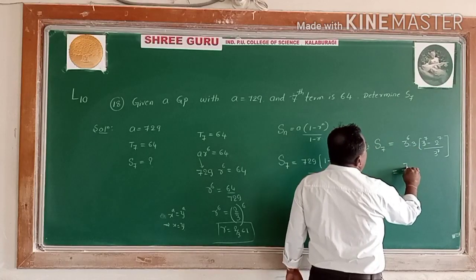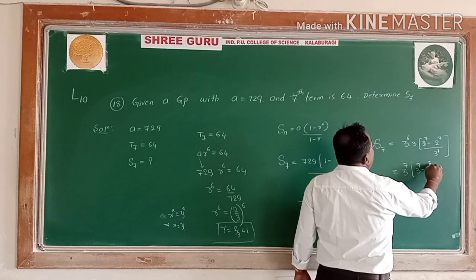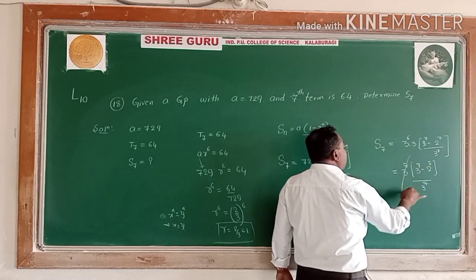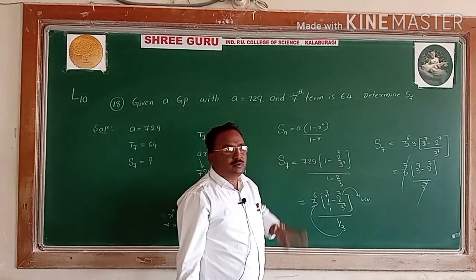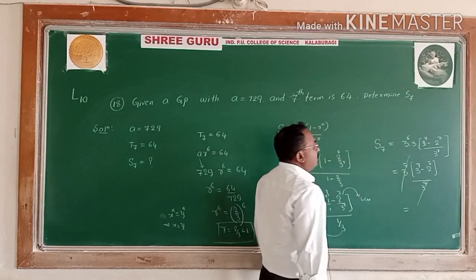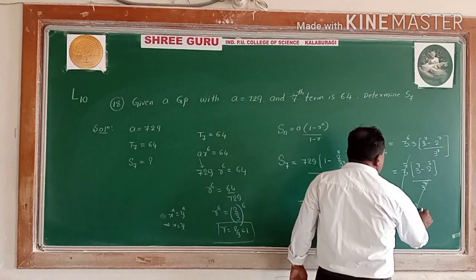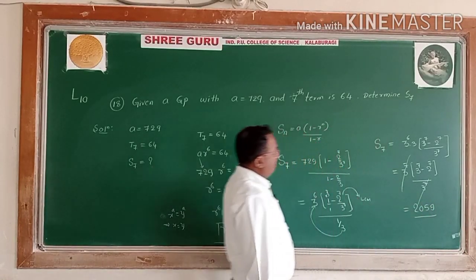3 power 7 minus 2 power 7 divided by 3 power 7. 3 power 7 get cancelled. 3 power 7 minus 2 power 7 value is what? That is 3 power 7 is what? 729 into 3 is there. Here calculate, 2059. This is the answer.